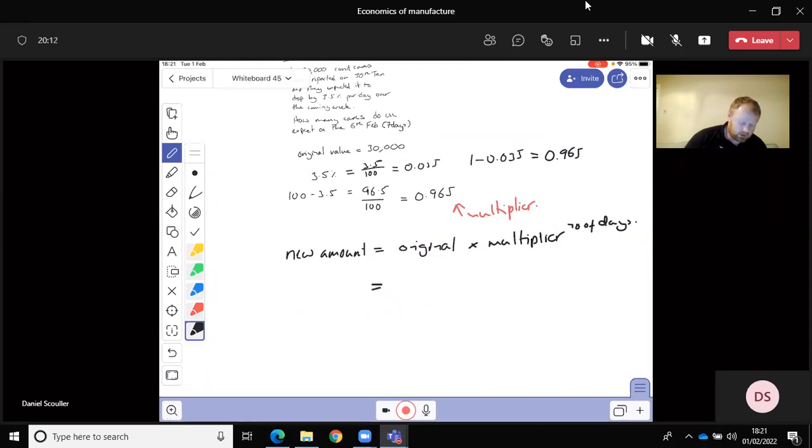Putting that in our calculators, we'd have 30,000 multiplied by 0.965 to the power of 7. Remember, different calculators have different buttons, so if you're unsure about this stage, give me a wee shout. If we're together on Thursday, perfect time, and we'll have a wee look at it. 30,000 multiplied by 0.965, to the power of button, and it's to the power of 7. So we're getting a value of 0.3378.